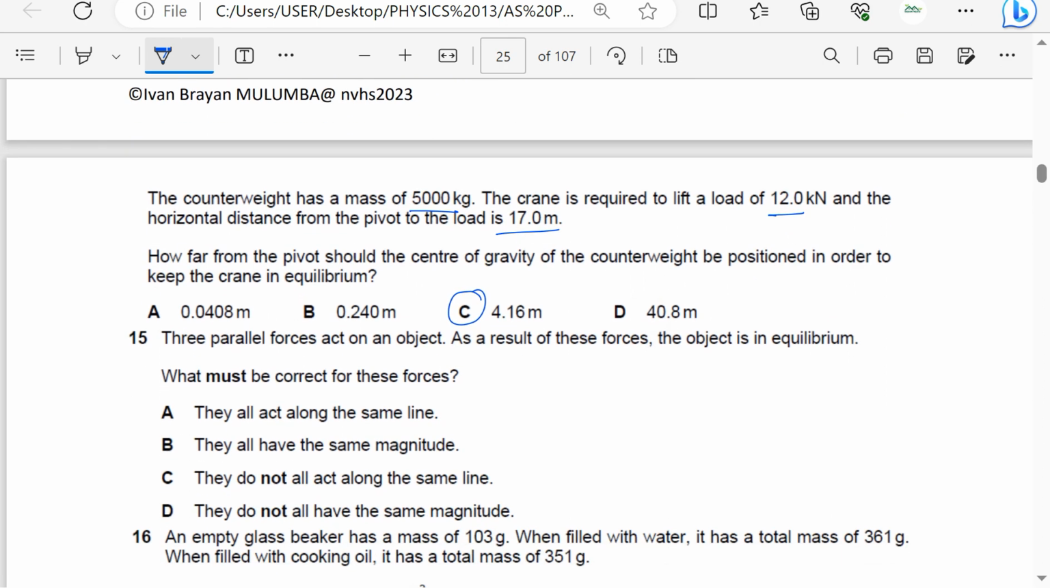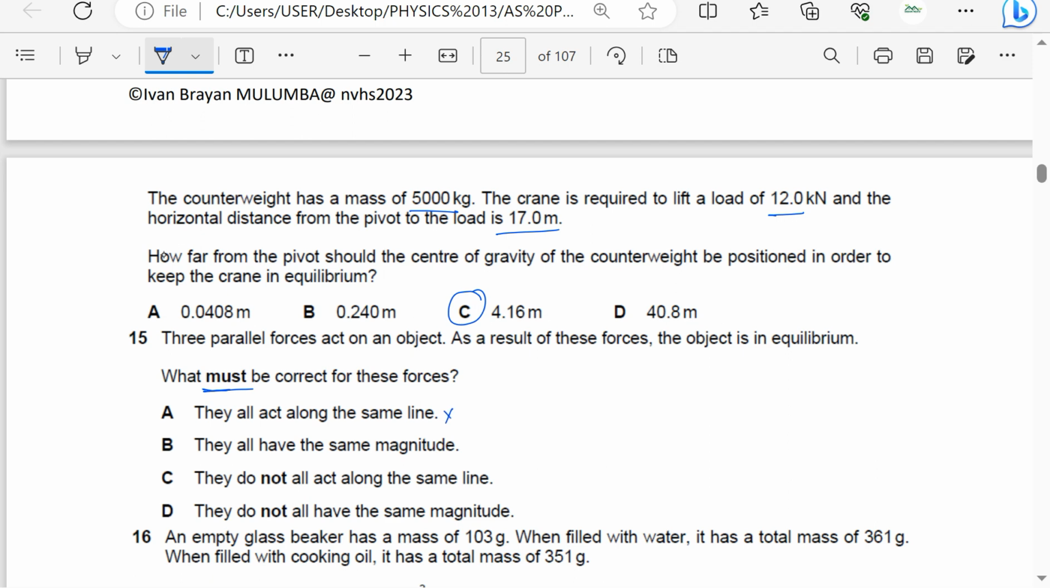Three forces act on an object. As a result of these forces, the object is in equilibrium. What must be correct for these forces? Of course, for three forces acting on a body in equilibrium, they form a closed triangle, and when you prolong them, they should be meeting at the same point. So they all act along the same line.